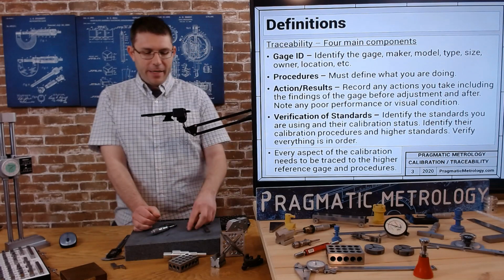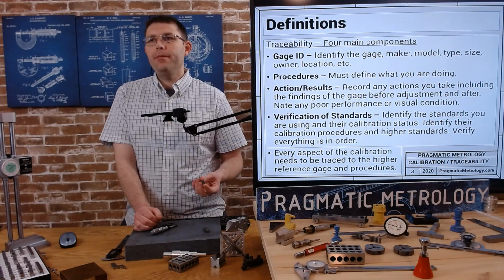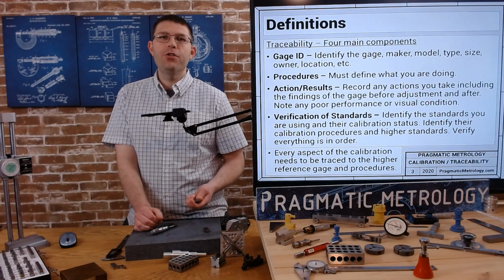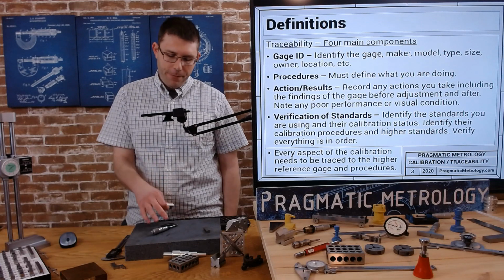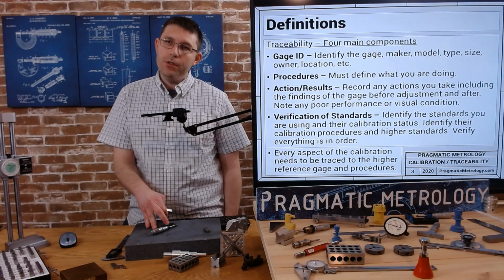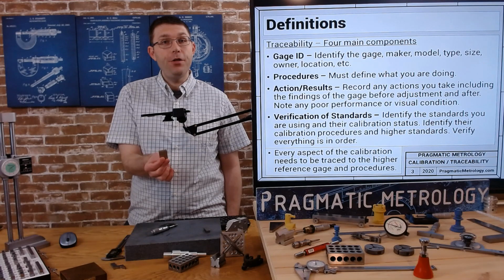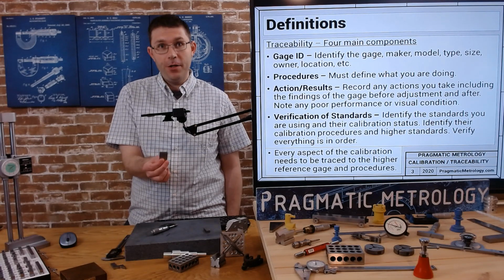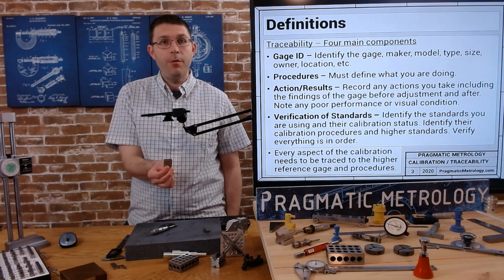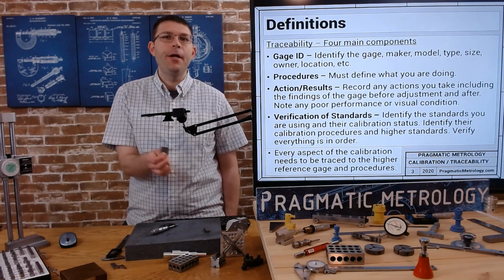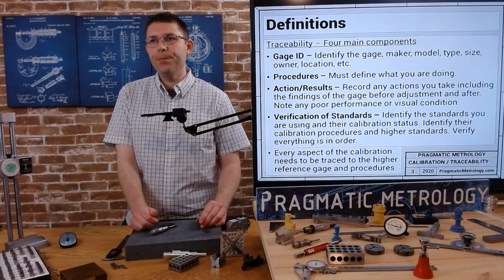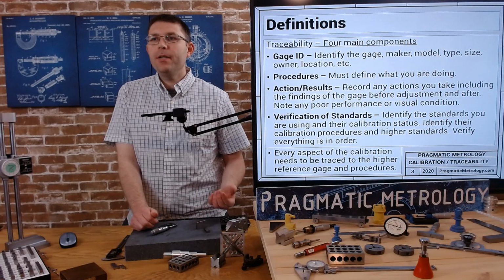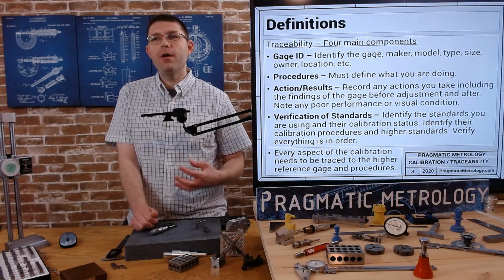So identify a standard that you used and identify their calibration procedure and their standard. If you're using the Joe block to verify the micrometer, you need to state everything you know about the Joe block. Is it in calibration? What procedure is used to calibrate it? What equipment is used to calibrate it? When was the last time it was calibrated and when is it due? You need all of that to maintain traceability. Every aspect of the calibration needs to be traced to the higher reference gauge and procedures.